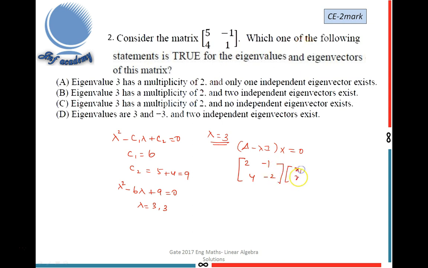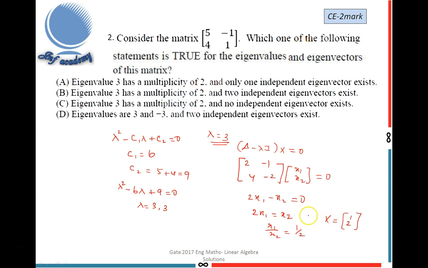Into x, that is x1, x2, equal to 0. So I have to find the multiplication. 2x1 minus x2 equal to 0, and 4x1 minus 2x2 equal to 0. These two equations are equal, so I write only one equation. In this case, 2x1 equal to x2. So x1 by x2 equal to 1 by 2. So the eigenvector is 1, 2.